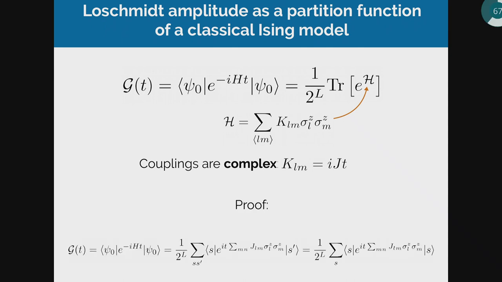And the proof is very simple, but I see it's a bit small to see. I hope you can decipher it. So the proof is, as I said, essentially a one-liner. This is the definition of our amplitude, as you see also up there. Now we use that this initial condition is the equal superposition of all spin configurations, which gives us initially a normalization prefactor, 1 over 2 to the power L, and two summations over all spin configurations for the left and right boundary state.